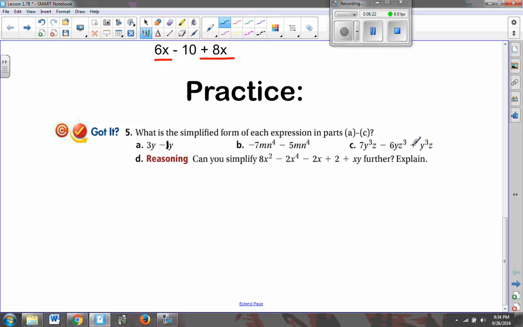If you decide you can't simplify any further, that's fine. I don't really need an explanation. You can just say, no, we can't simplify that at all. So pause the video, take a few minutes and look at A, B, C, and D here. Then come on back and I'll show you what we should get.